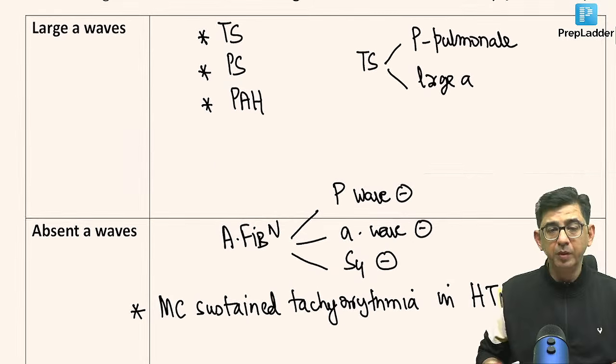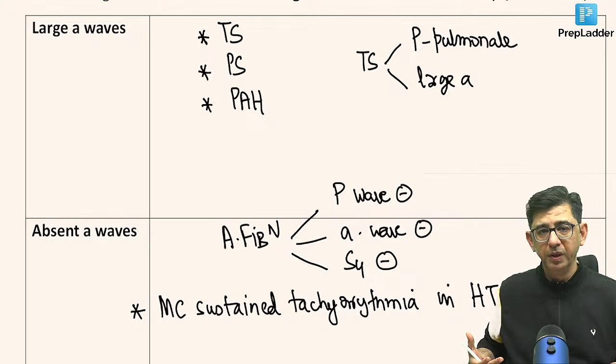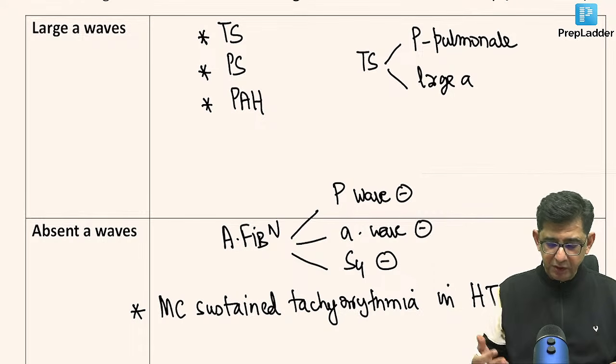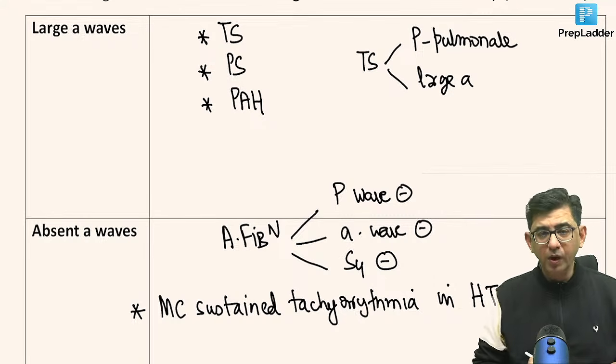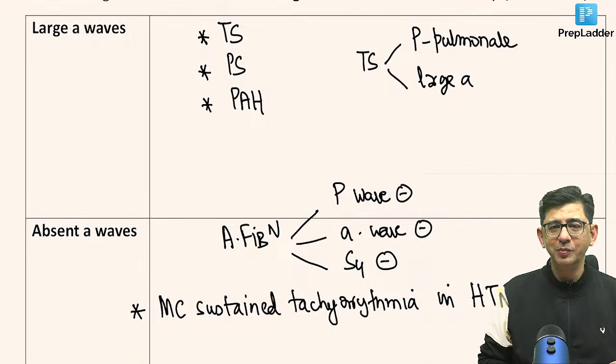If you look at the information for TS, I said opposite. You know, both the A wave and the P wave are bigger. And for absent A waves, it would be absent P wave, absent A wave, and then the fourth heart sound would be absent. And yes, guys, I mean, you are hitting the right nerve for this particular topic.